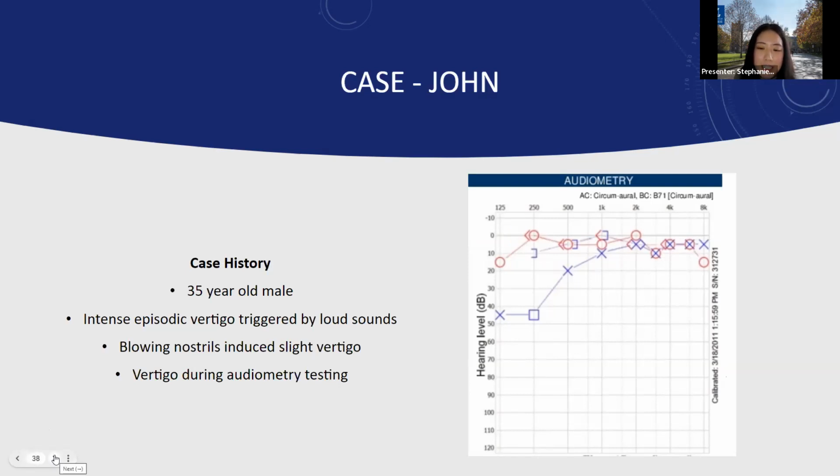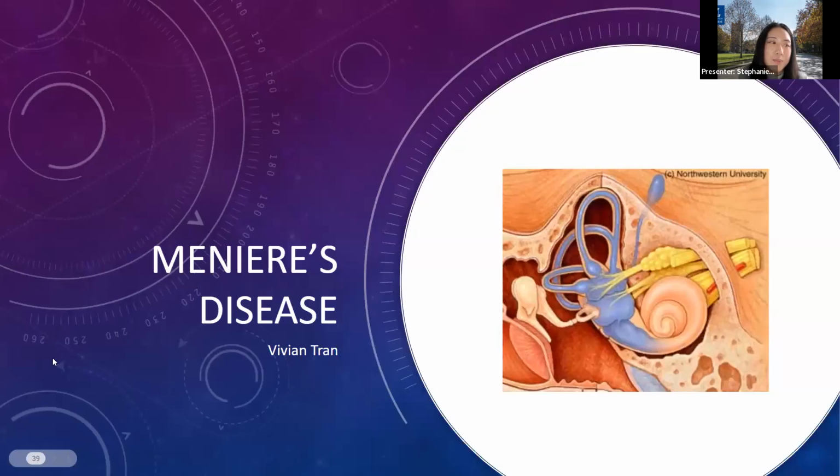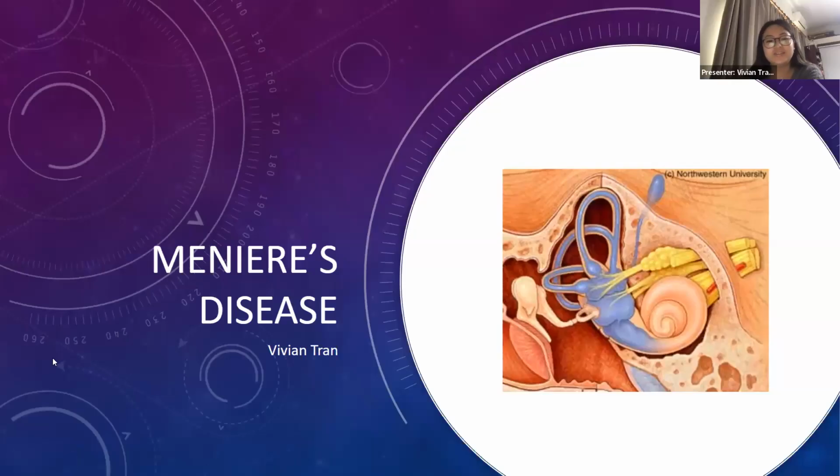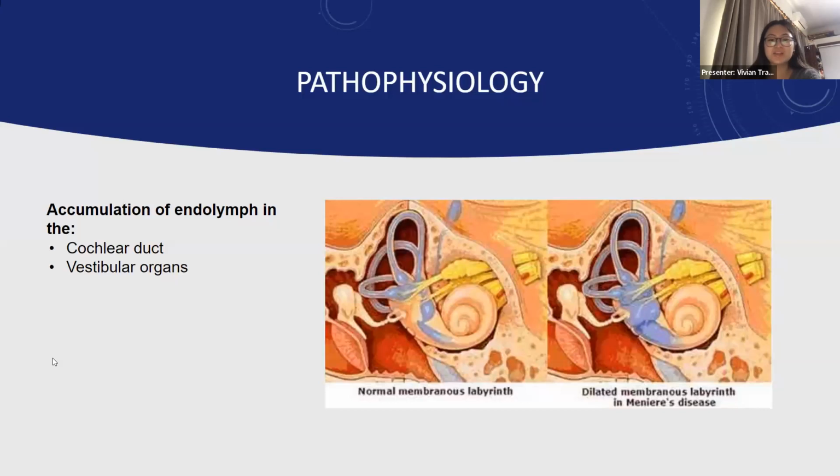So I'll now pass it on to Vivian, who will talk about Meniere's disease. Hi everyone, so I'll be talking about Meniere's disease. Next slide please. So Meniere's disease is when there is an accumulation of endolymph in the cochlear duct as well as the vestibular organs. So on the right diagram, you can see that the organs have been dilated. Next slide.